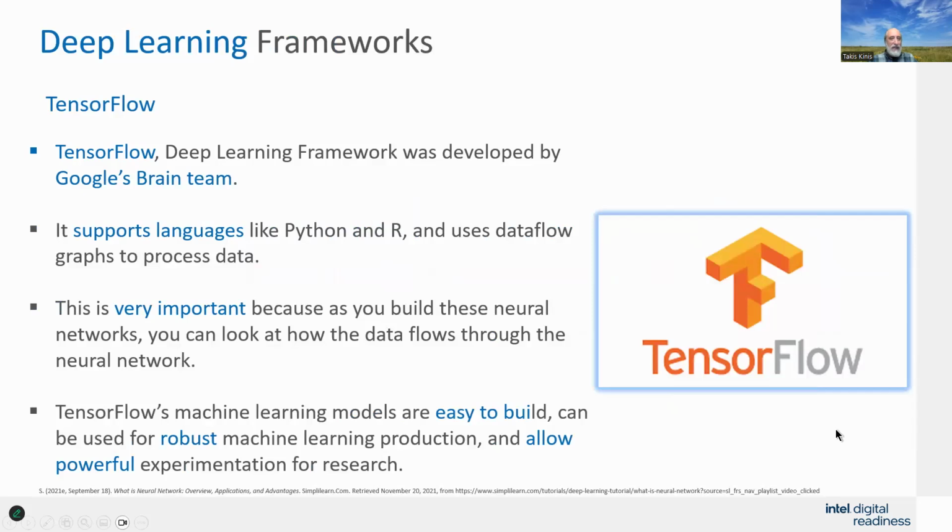All right, let's take a look at some of these frameworks now, because ultimately we're going to be starting to utilize these with code. TensorFlow is a big one, and arguably one of the more important ones. It comes from Google. It works with Python and R, right? Those are two of the languages we teach in the AI data analytics program. And notice it uses data flow graphs to process the data.